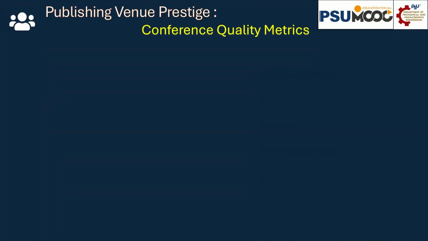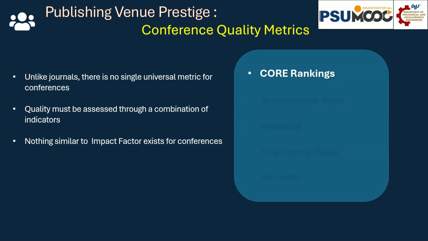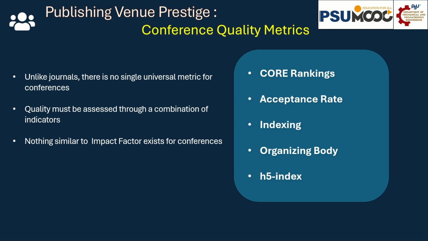Now let's look at conference quality metrics. Unlike journals, there is no single universal metric for conferences. Quality must be assessed through a combination of indicators. Nothing similar to impact factor or cite score exists for conferences. Instead, researchers consider multiple indicators such as the CORE rankings, acceptance rates, indexing status, organizing bodies, and citation measures like H5 index. A combination of these factors usually provides a reliable assessment of conference quality.